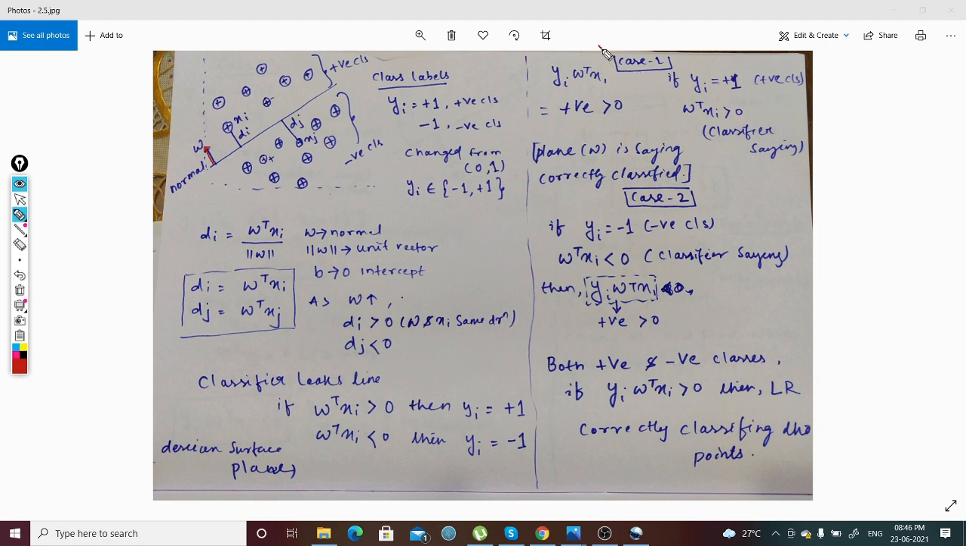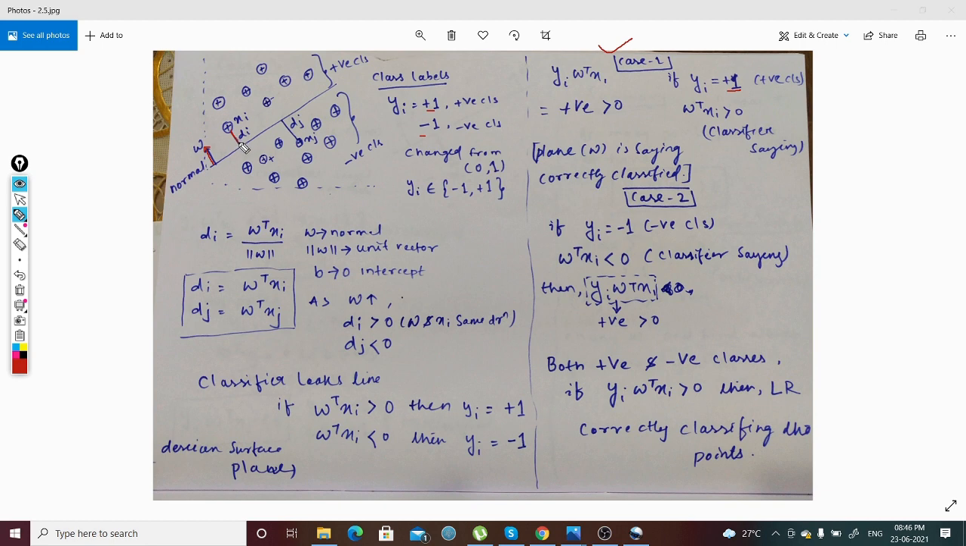So in the first case, suppose we have taken one positive class. If we take positive classes, the predicted value would be plus one, and negative would be minus one. So yes, we have taken the positive class. The real output is the true class, so it will be plus one for xi.